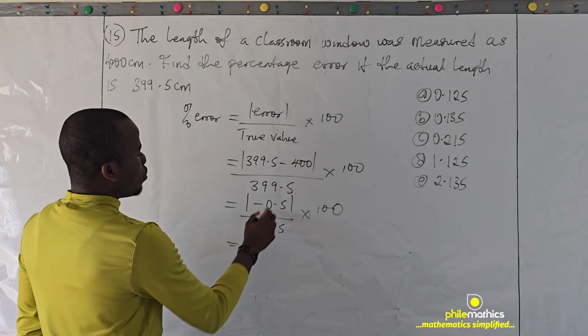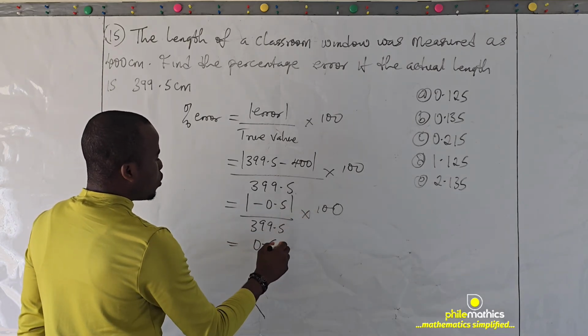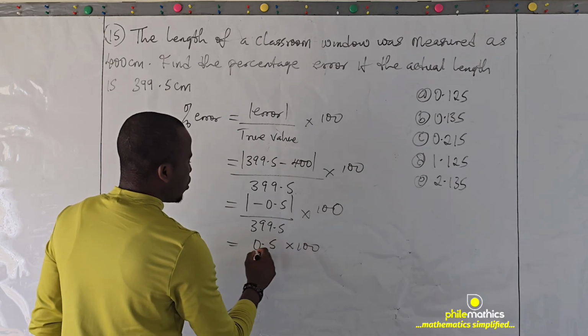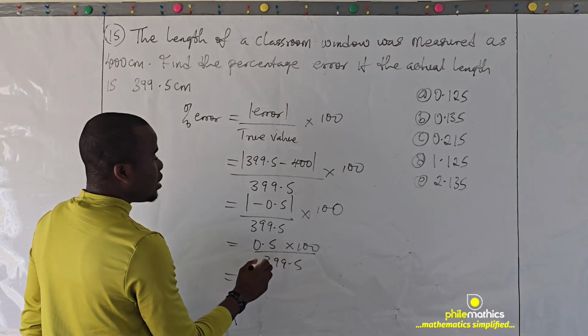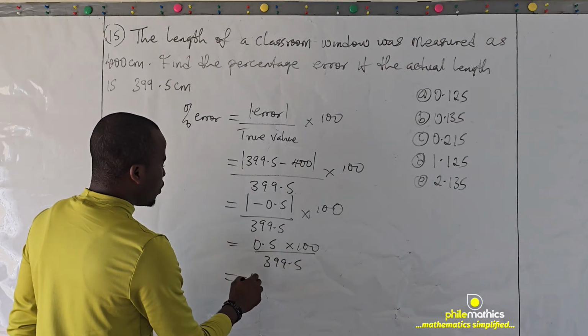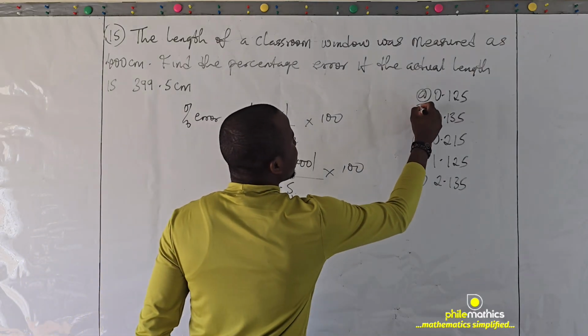And so this is simply 0.5 times 100 over 399.5. If you type this in your calculator, you will get 0.125. And that is simply A.